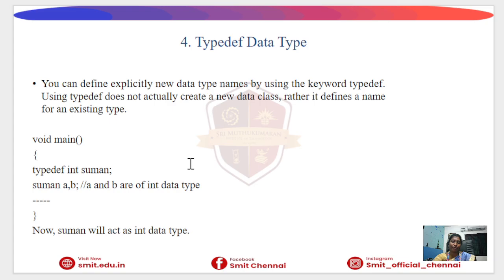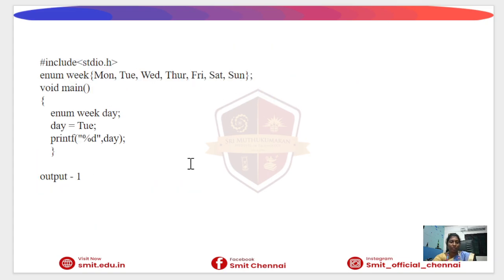This is the program for that enum. It has stdio.h, Monday to Sunday, and void main. These are the weekdays we have already initialized. So day is Tuesday, then printf %d of day. The output is 1 because Tuesday is in state 1. Monday is state 0, Tuesday is state 1, Wednesday is state 2, Thursday is state 3, Friday is state 4, respectively. We want the state of Tuesday, so the output is 1.